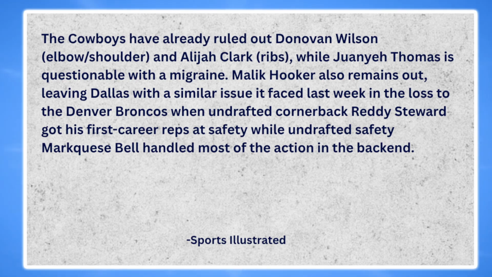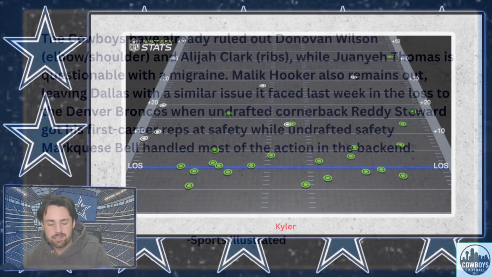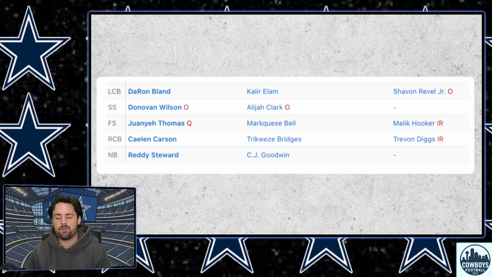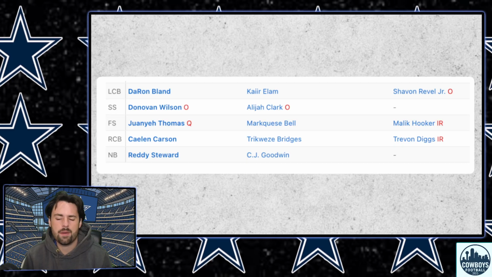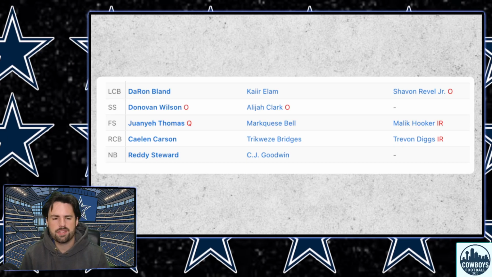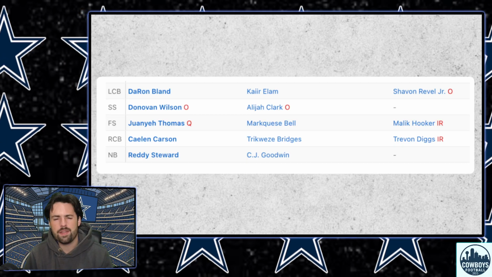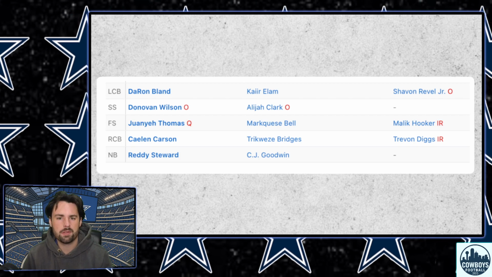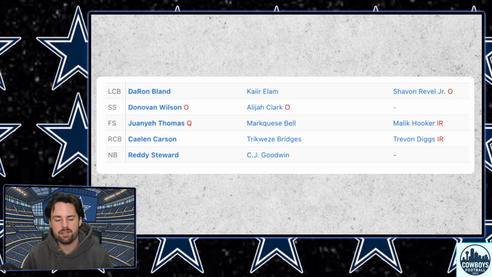undrafted cornerback Reddy Stewart got his first career reps at safety, while undrafted safety Marquise Bell handled most of the action on the back end. So, no secret, we've had, so unfortunate, a ton of injuries in our secondary. Trevon Revel Jr., the second round pick, cornerback out of Eastern Carolina, still has not seen the field. He is injured, coming back from the torn ACL that he suffered in his final year of college football.